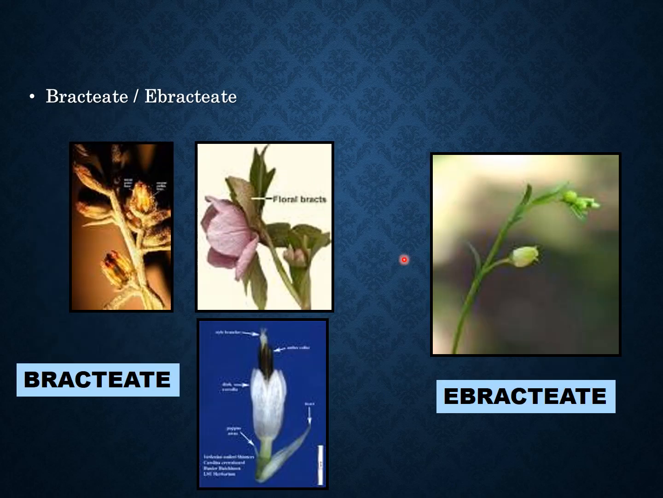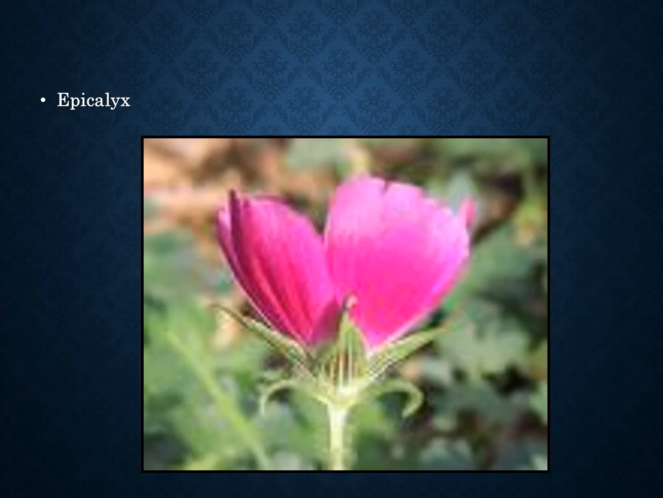Bracts. Bracts are actually the leaf-like structures present outside of the flowers. When a bract is present outside of the calyx, the flower is bracteate, and these are the floral bracts present outside of the calyx. Here no bract is present, so the flower is called ebracteate. Apicalyx is actually the whorl present outside of the calyx, and it is called apicalyx.